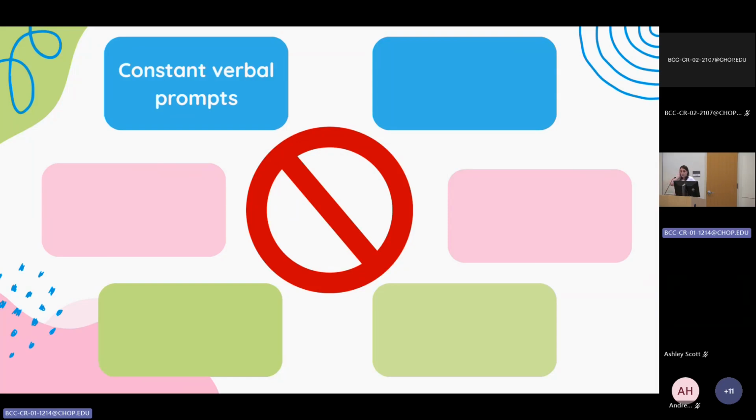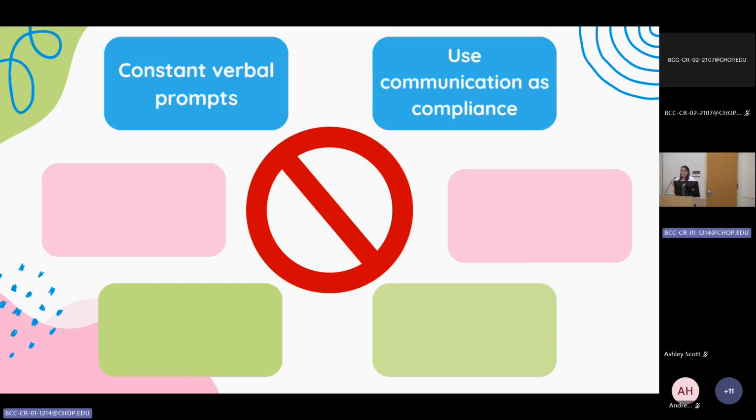Constantly verbally prompting them, because that gets really annoying really quickly. Tell me you want a cookie. Tell me you want pizza. Tell me you want X, Y, and Z. The constant verbal prompting actually takes up more processing space in their brain, because now they're trying to listen to you and think about what they want to say. And then they have to find it on the device. So if you're doing that, you're adding an extra step where there doesn't need to be one.